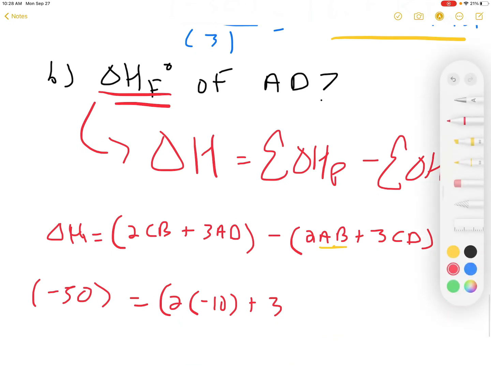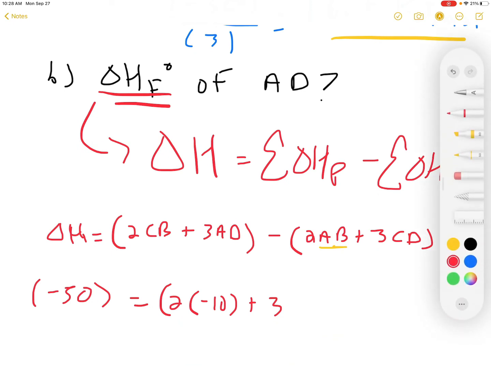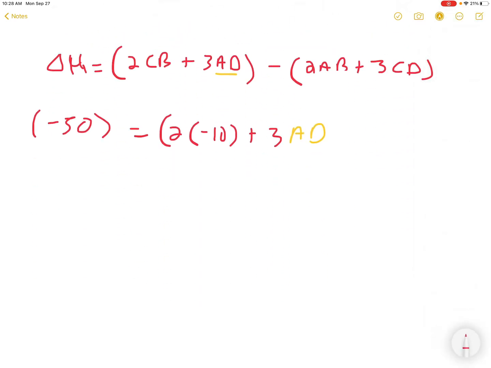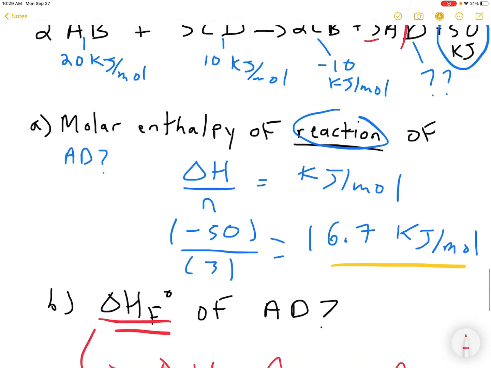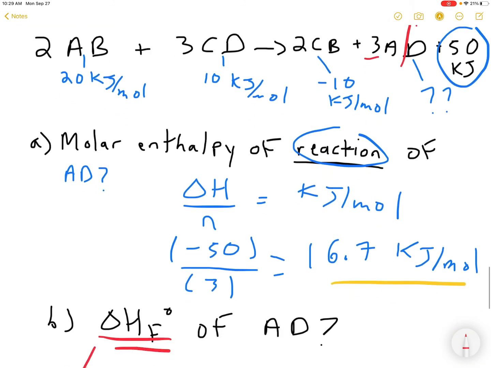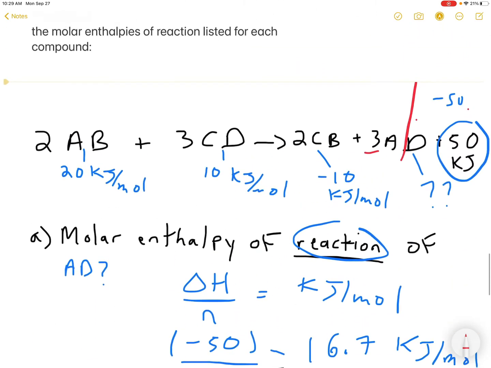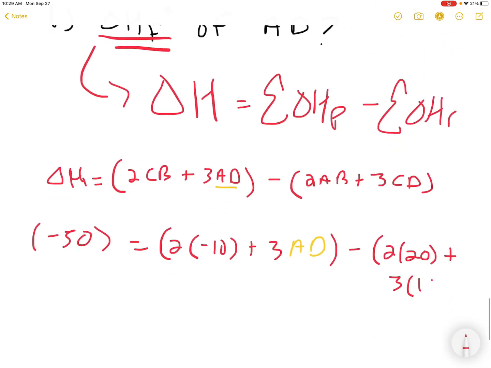Actually, I said we wanted AB, but we actually wanted AD, not AB, my apologies. We actually want this one. So we're going to go 3AD, that's the one we don't know. And then we're going to go minus 2 times the enthalpies of formation of AB, which is 2 times 20, and then plus 3 times CD, and that'll be 10.